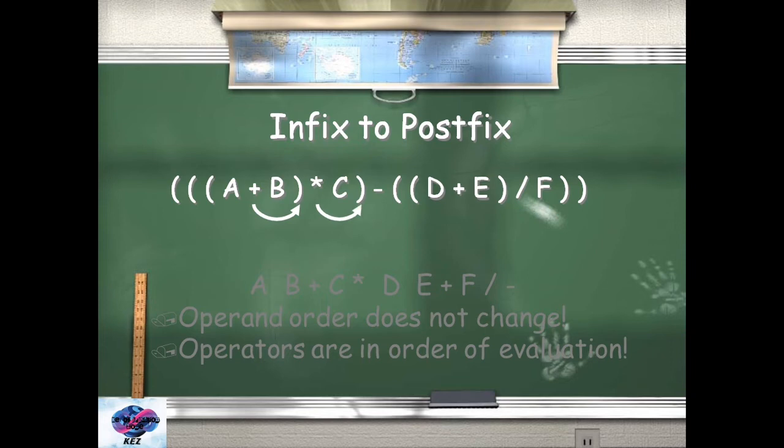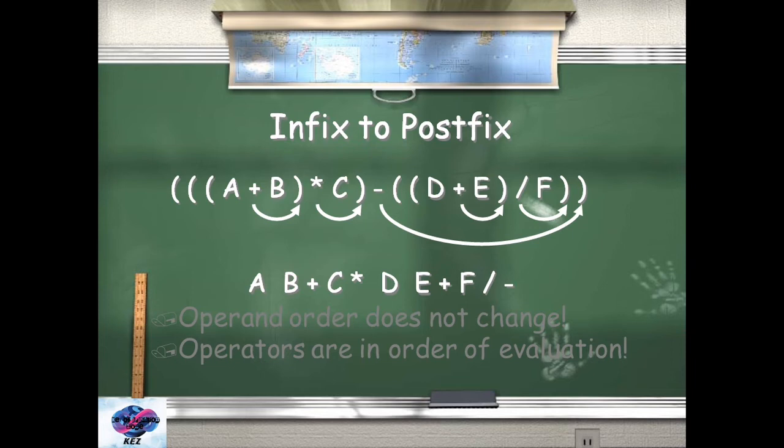everything will be similar, we place A, B, plus. And here also the second bracket within the first parenthesis, star is there, so star C. So what we have to do: A B plus, C star. Similarly here, D E plus F division, and minus will come at the end. Got it?